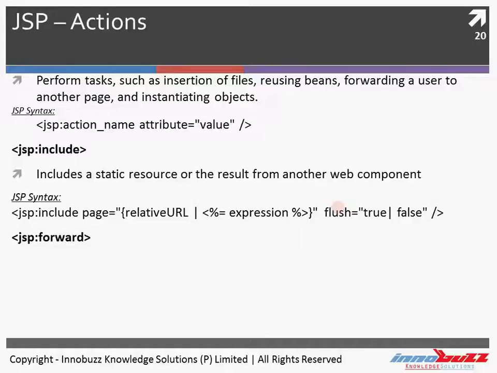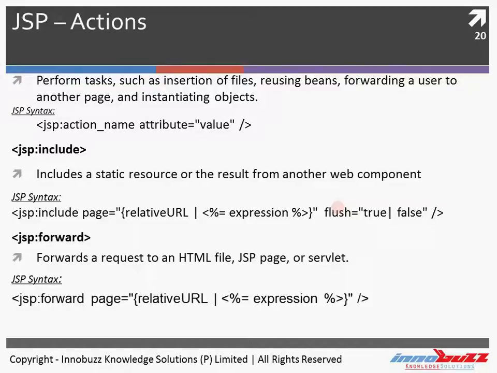Next is the JSP forward action. Here it forwards a request to an HTML file, JSP page or a servlet. So it is just forward. Whenever you use this action in your JSP page, it will forward whichever page you have used to that specific destination. This is the JSP syntax where we have page equal to relative URL. We have to specify the path of the page which you have to forward to.